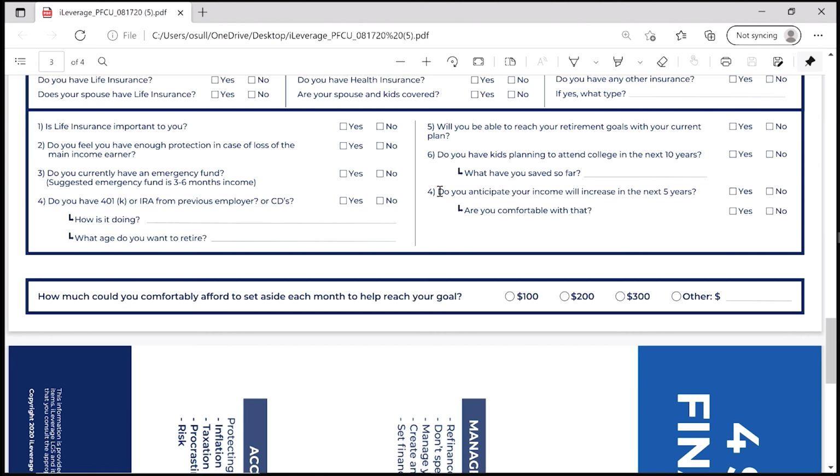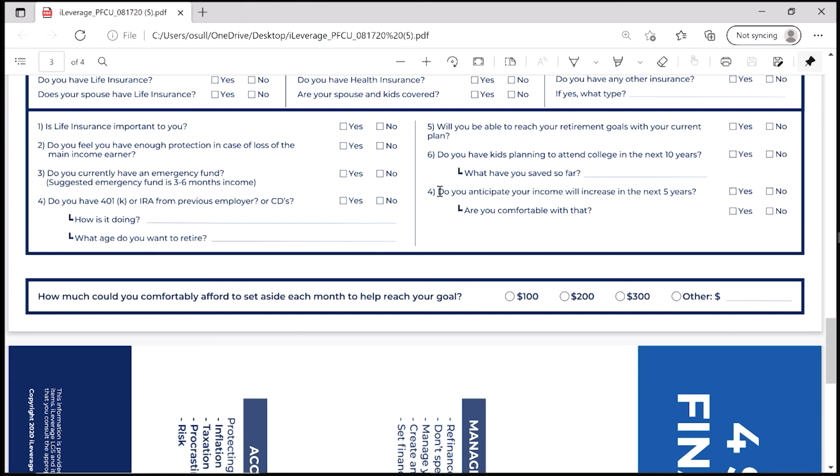So you have a 401k, IRA, any CDs? How's it doing? How's it doing in this economic environment? What age do you plan on retiring? So don't miss all this stuff, you guys. Will you be able to reach your retirement goals on your current plan? Most people are behind on their plan, right? They got knocked back 10 years ago at the last recession, or with the pandemic, they got knocked backwards a little bit on their current plan.